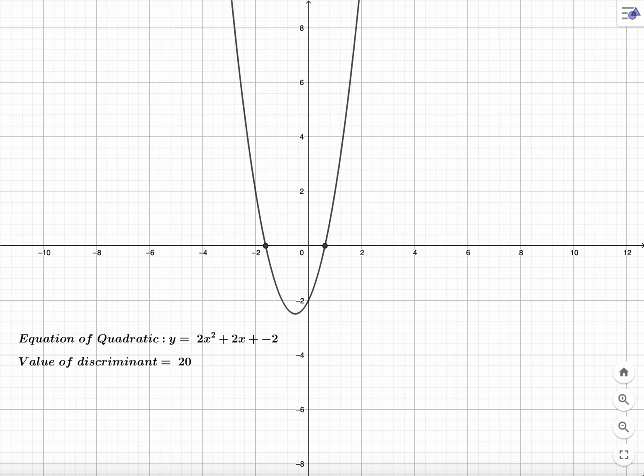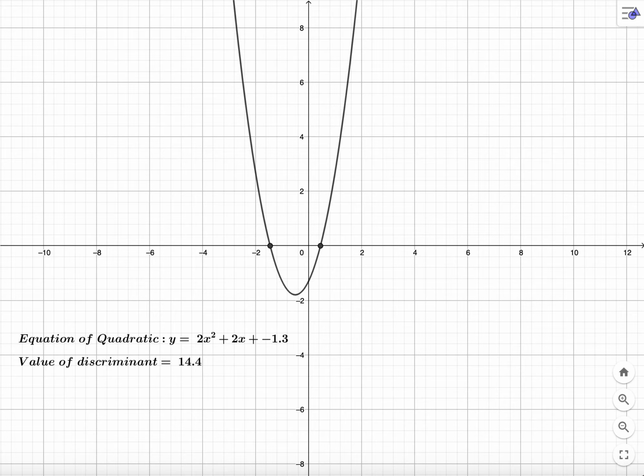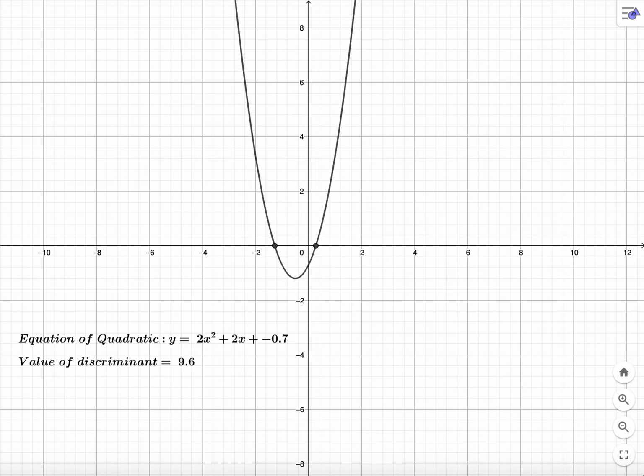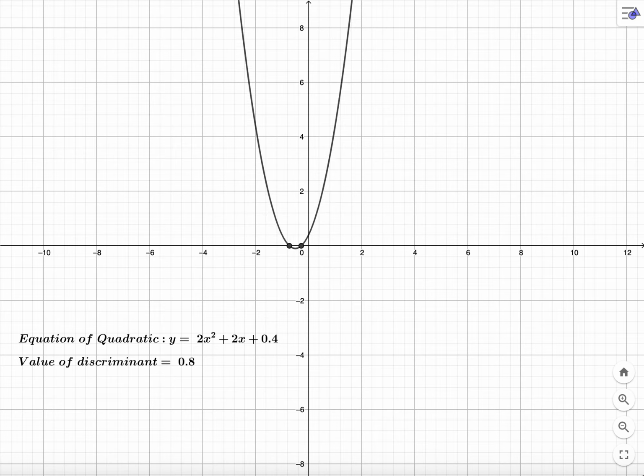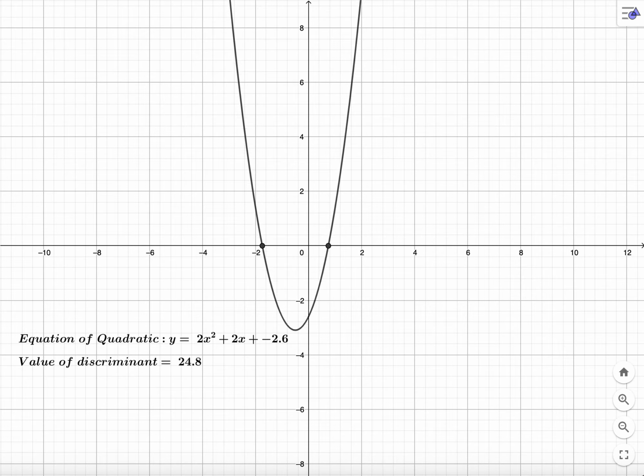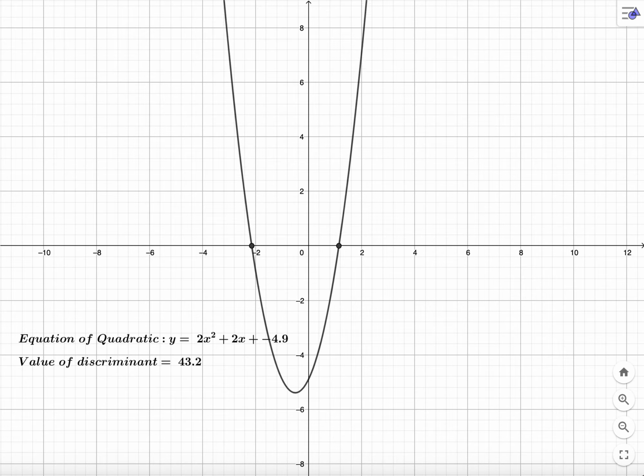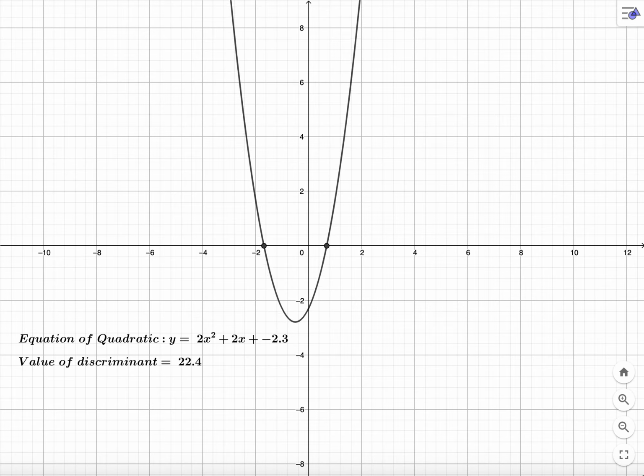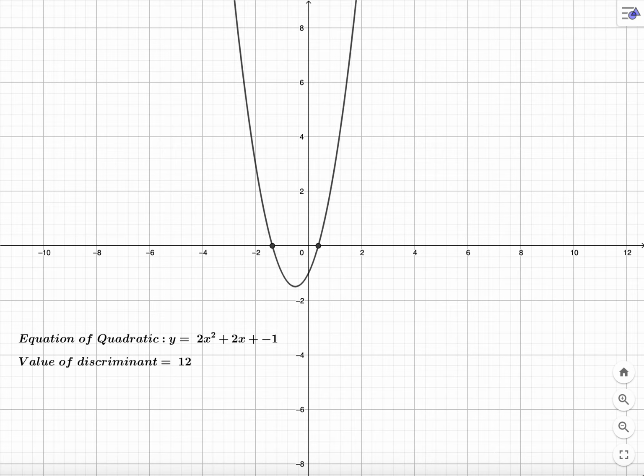So if I move the graph up, okay, we can see that the discriminant is getting smaller. And if I move the graph down, the discriminant is getting bigger, but there are still 2 distinct real roots.